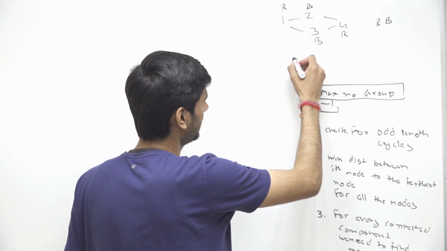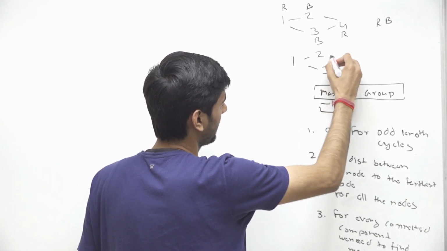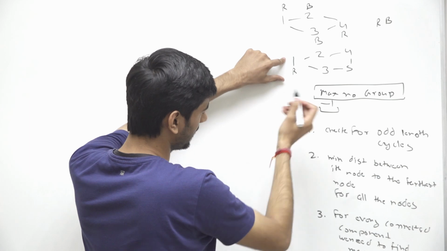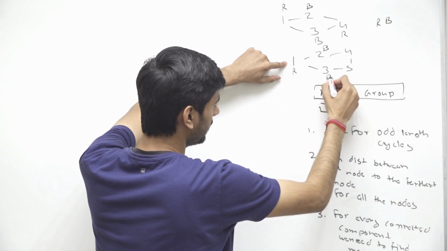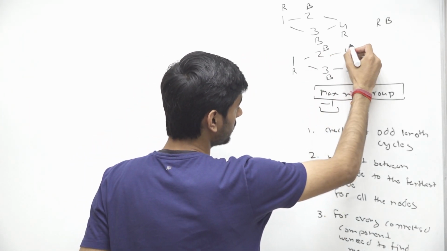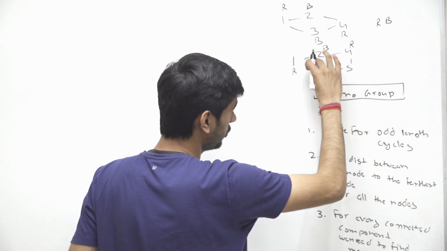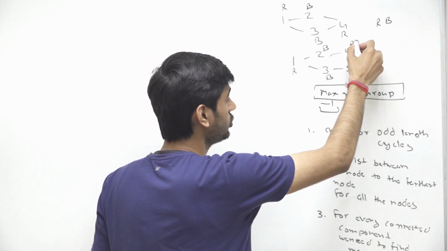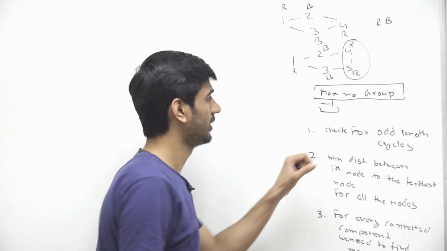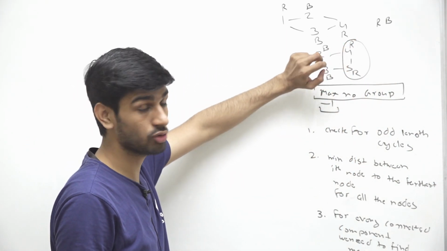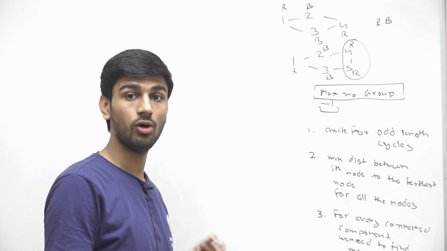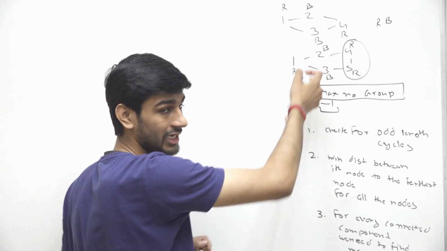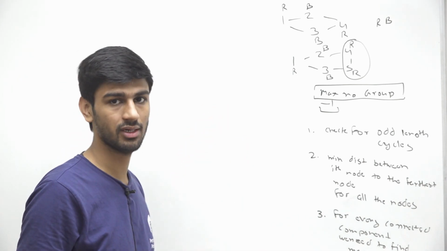Similarly, if we have a cycle with odd length, let's say we have 1, 2, 3, 4, and 5, right? Now if we paint this node with red, then these 2 should be painted with blue. Now these two nodes are painted with blue, so this will be painted with red, and this will be painted with red, right? Now these 2 violate the property, because no 2 adjacent nodes should have the same color, but they do. So all the cycles with odd length will violate this property, and only the cycles with even length will pass, or no cycles will pass, right?